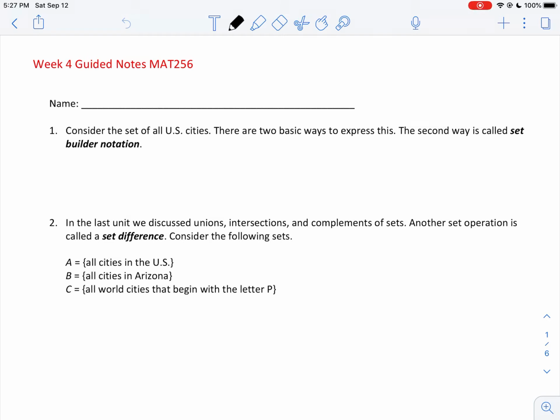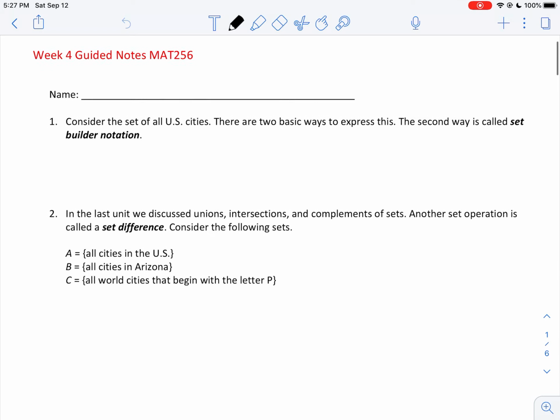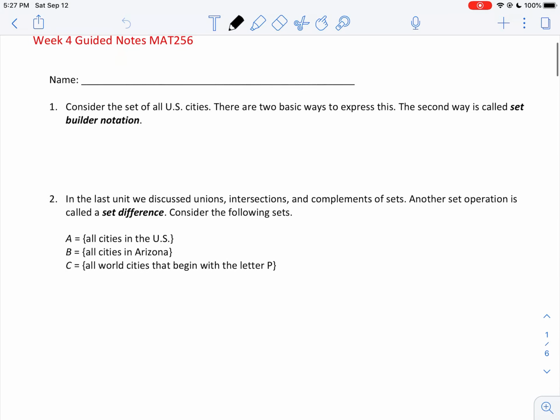Hello class. For week 4, we're going to continue some more discussion about sets and then specifically numbers and numeration systems, including base 10 and other base kinds of counting. Let's begin with item number 1 here from our guided notes.